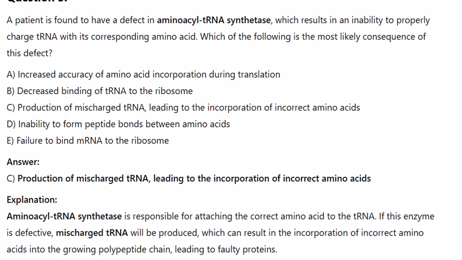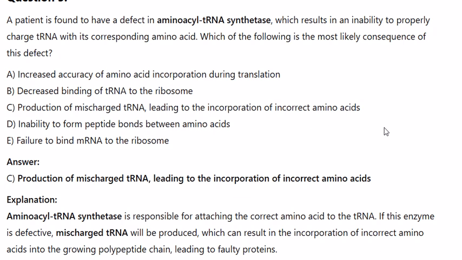Question 3. A patient is found to have a defect in amino-acyl tRNA synthetase, which results in an inability to properly charge tRNA with its corresponding amino acid. Which of the following is the most likely consequence of this defect? A. Increased accuracy of amino acid incorporation during translation. B. Decreased binding of tRNA to the ribosome. C. Production of mischarged tRNA, leading to the incorporation of incorrect amino acids. D. Inability to form peptide bonds between amino acids. E. Failure to bind mRNA to the ribosome.